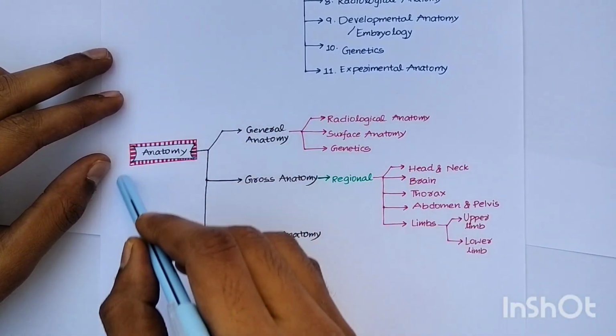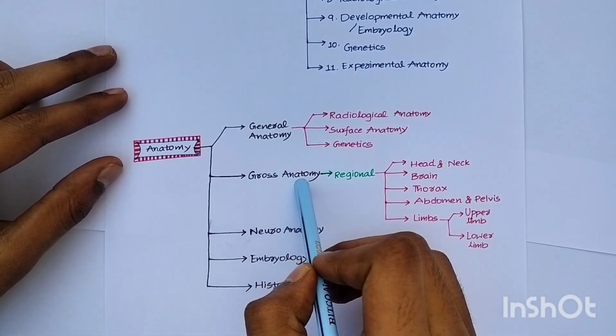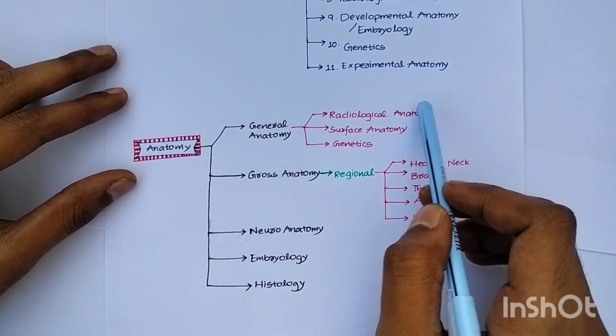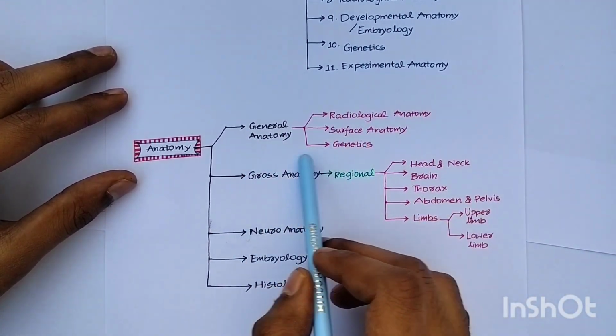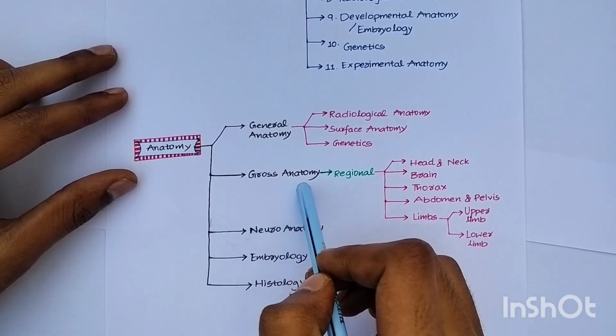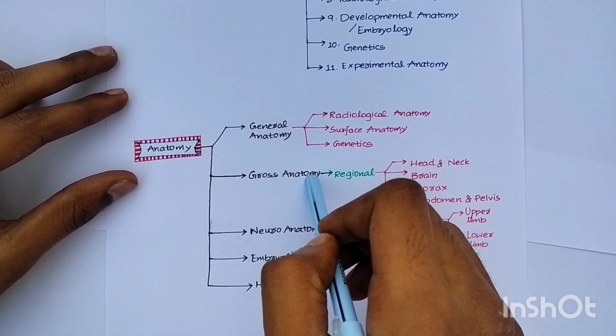So generally we study like this: general anatomy, gross anatomy, neuroanatomy, embryology, histology. In general anatomy, there will be radiological anatomy, surface anatomy, genetics. In gross anatomy, this is very much important, as we'll have volumes of books that you, as students, have to read.